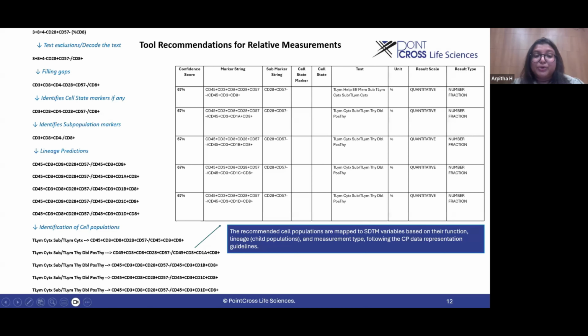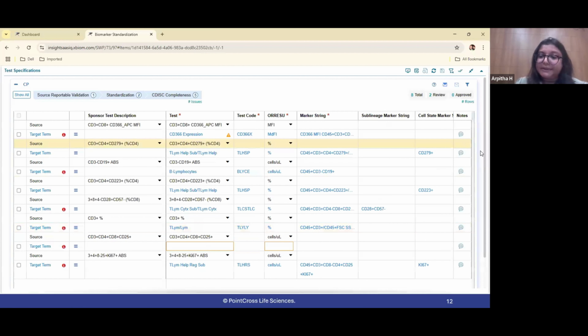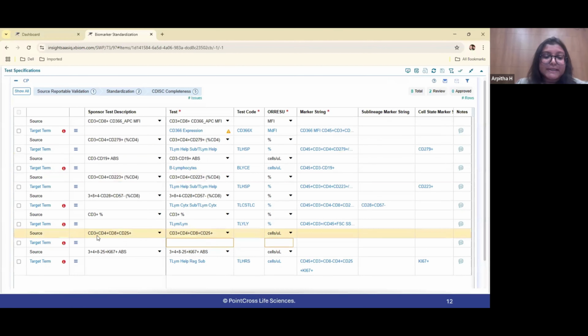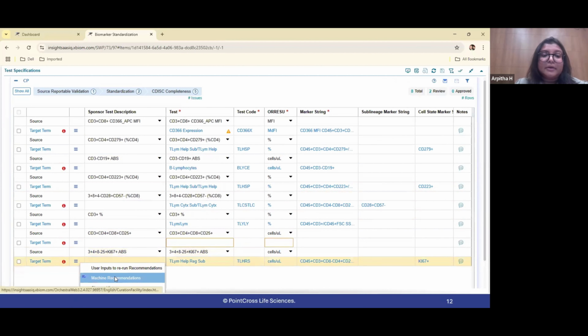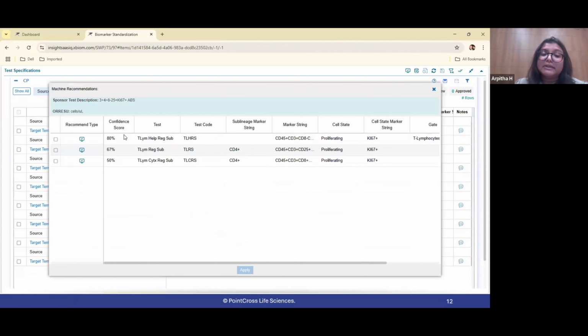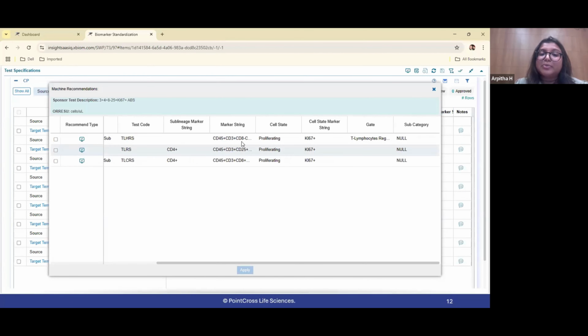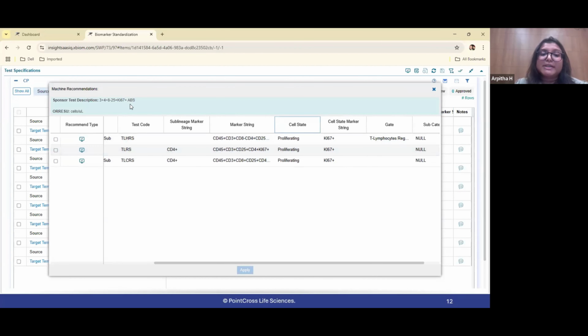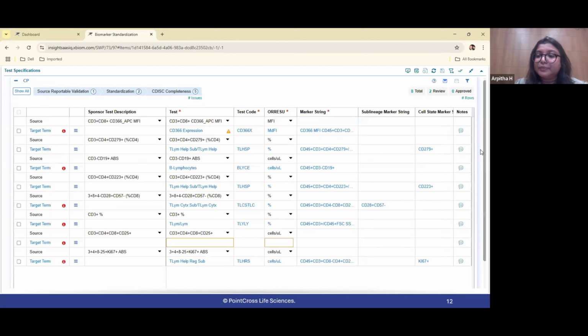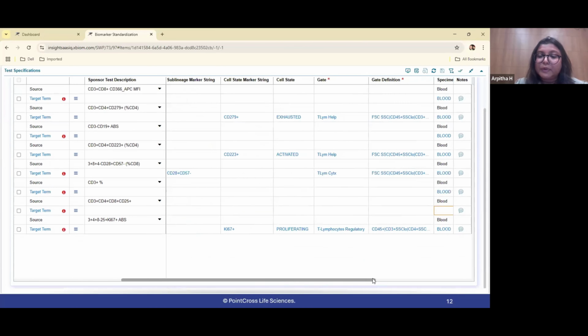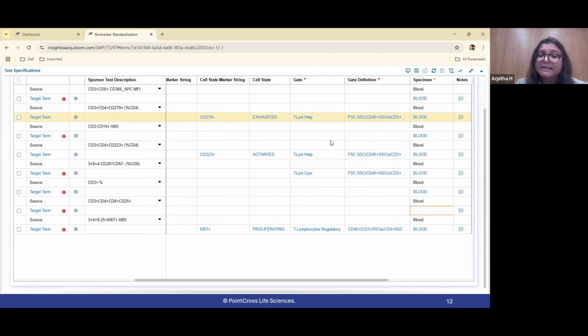Let me just walk you through the tool. So this is the standardization tool. I would just show you an example of a set of vendor reportables being processed and how the tool identifies the lineages and predicts. So this is a string of markers coming in, and these are the possible recommendations, and it gives scores of which are the highly prevalent strings that have to be considered. So it splits up depending on the markers what each belongs to. This string has a specific state marker attached, so it identifies it and captures that information. And in some cases, it recommends the gate and gate definitions.